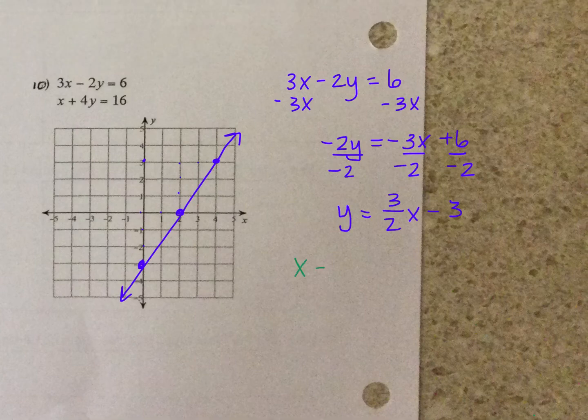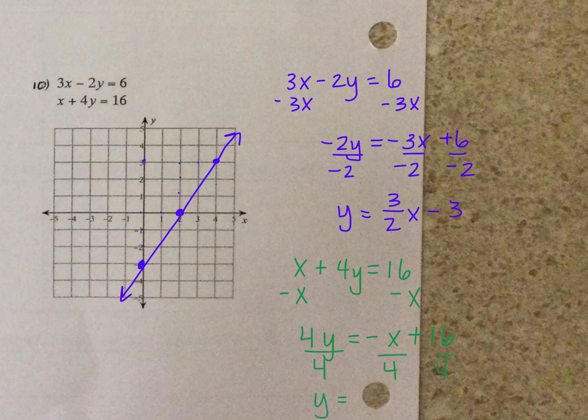I'm going to have to solve my other one. So first I'm going to move my x. 4y equals negative x plus 16. Divide everybody by 4. Y equals negative 1 over 4 x plus 4. Rise 1 to the left 4. Down 1 to the right 4. These guys are crossing right here. I go over 4, up 3.